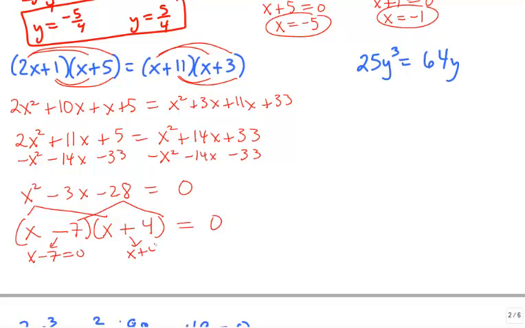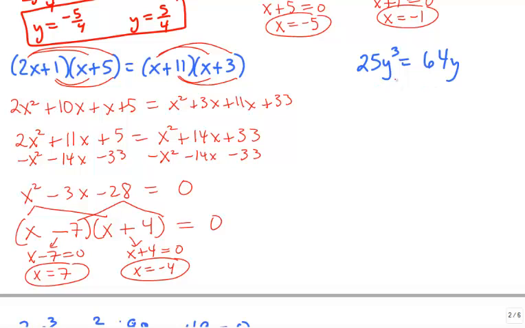So once you factor, don't stop there. Set them to 0. And then I'm going to add 7, so there's one solution. And then I'm going to subtract 4, and there's my second solution. Okay? Now the next example is a little different.